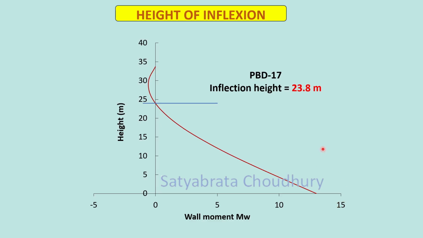So from this very table, we calculate the inflection height. So simply put this wall moment in the horizontal axis and height of the building in the vertical axis, and plot these values, and we get where the bending moment diagram is 0. Here is the inflection height, which comes out to be 23.8 meter.